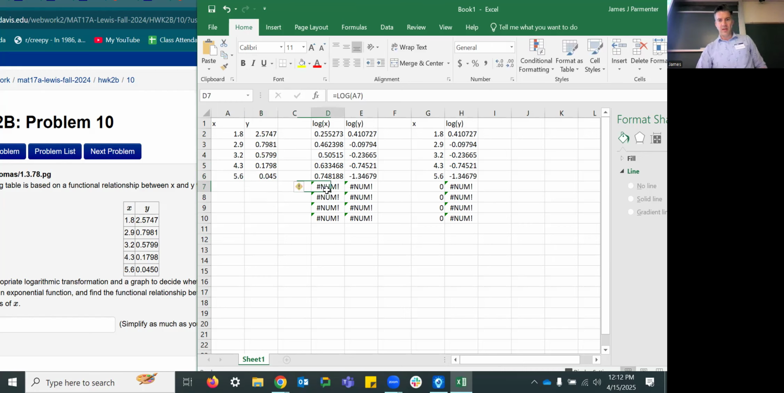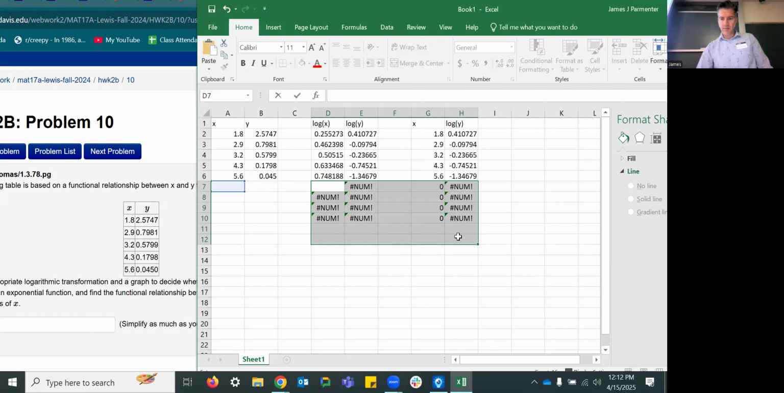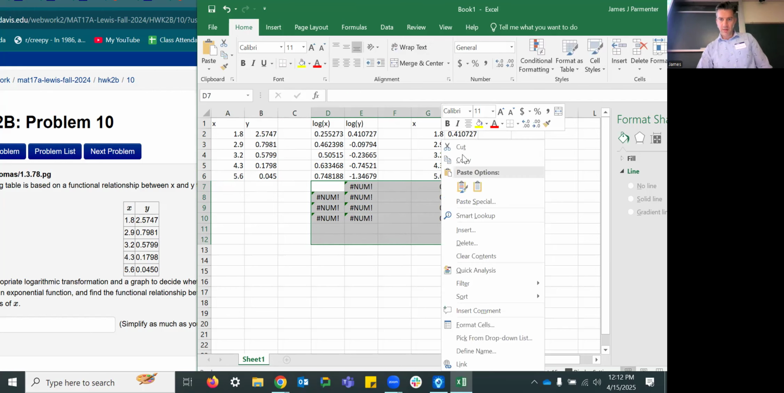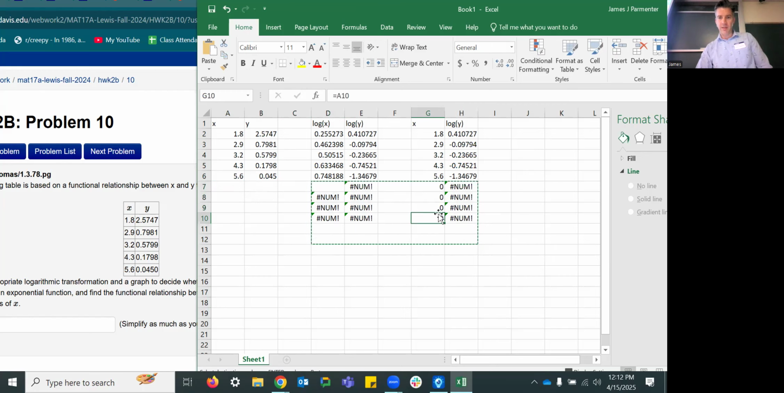Okay, and then we don't need these other parts here. We can delete those. Sorry, I don't want you there.